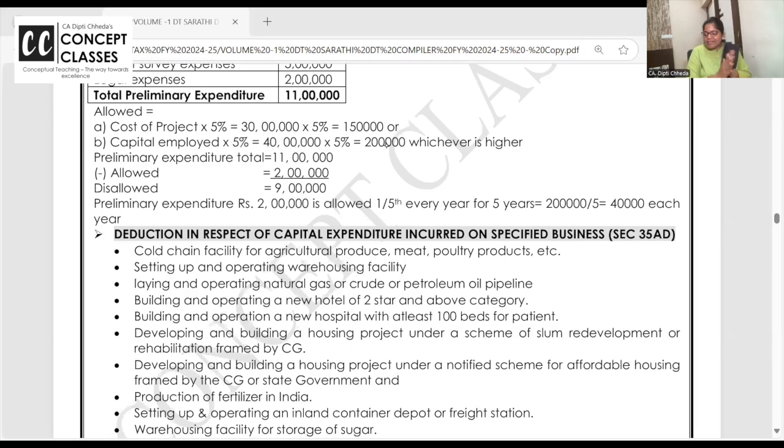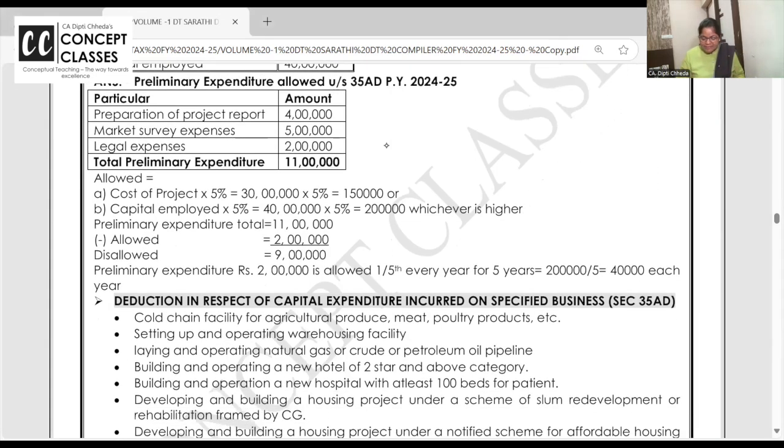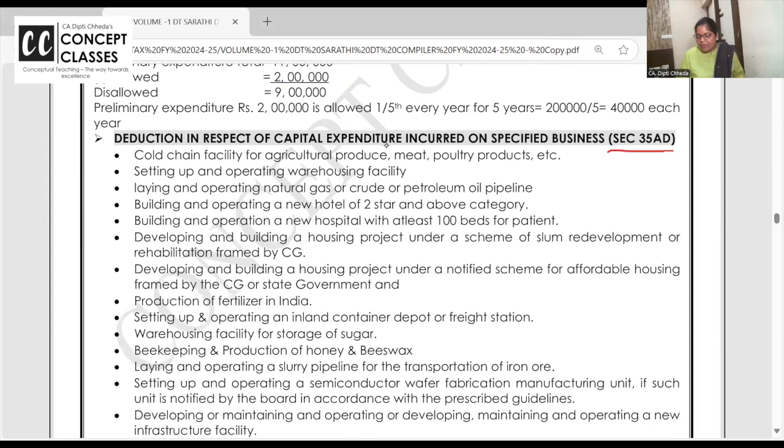The next one was just asked in the last exam itself. That is, okay, preliminary expenses clear. 35 AD. There are specified businesses. See, in the last few years, it is like Atmanirbhar Bharat. India is developing in infrastructure and in all the other sectors, right? So for that development, they said that if you are doing any of the activities which are mentioned in 35 AD, then subject to the conditions, your revenue and capital expenditure completely will be deducted.